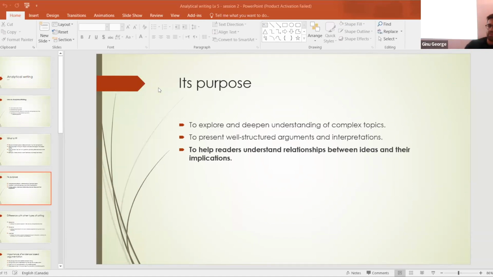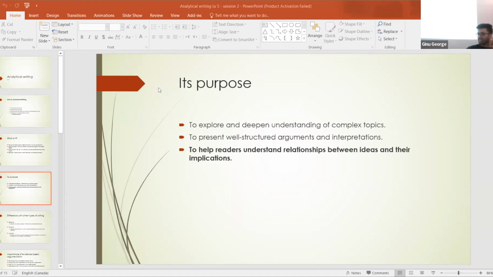And finally, one important purpose of analytic style of writing is to help your readers understand the relationship between the ideas that you're discussing and their implications, okay? Like what they lead to, which is really key, right? So if you accept this, then you have to accept all these other things. And clearly showing why those other things come from this thing, okay?